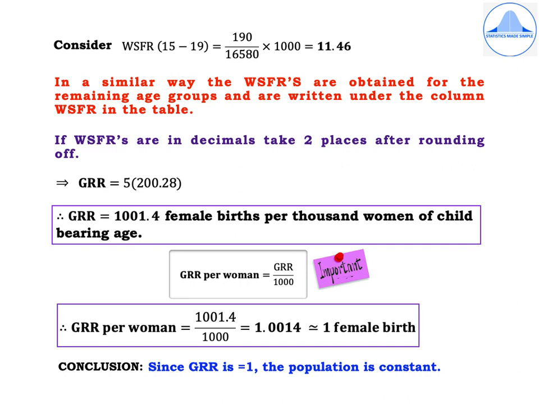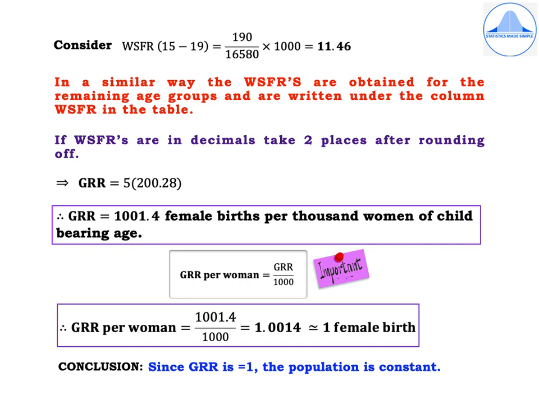Again, if any of the WSFRs are in decimals, then take two places after rounding off and write the values in that particular column. So the WSFR values are 11.46, 57.76, 57.99, 40.12, 25, 7.24, 0.71. And we get summation WSFR is equal to 200.28. The next step is to find out GRR.